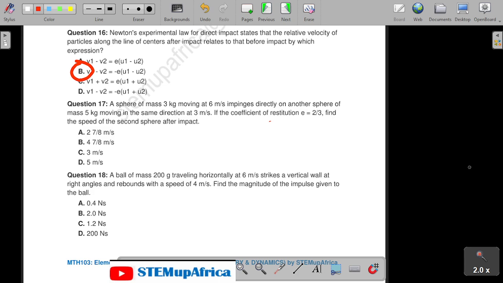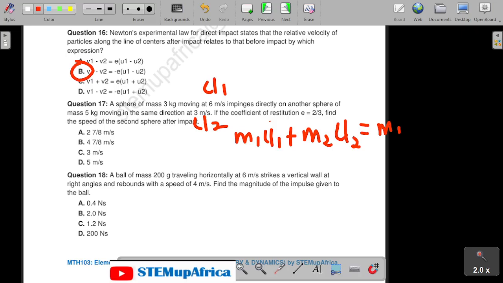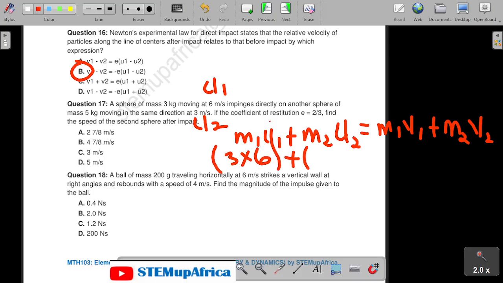So let's see. This is u1, this is u2. So we don't know v1 and v2. So let's get that. I'm going to have m1 u1 plus m2 u2 equals m1 v1 plus m2 v2. So which is 3 times 6 plus 5 times 3 equals 3v1 plus 5v2.